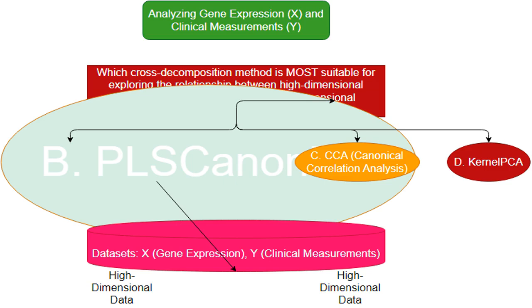Kernel PCA is not suitable. It's designed for dimensionality reduction of a single dataset, not for finding relationships between two datasets like X and Y. I'm looking for a method from Sklearn's cross-decomposition module that can handle high-dimensional data like gene expression and clinical measurements.